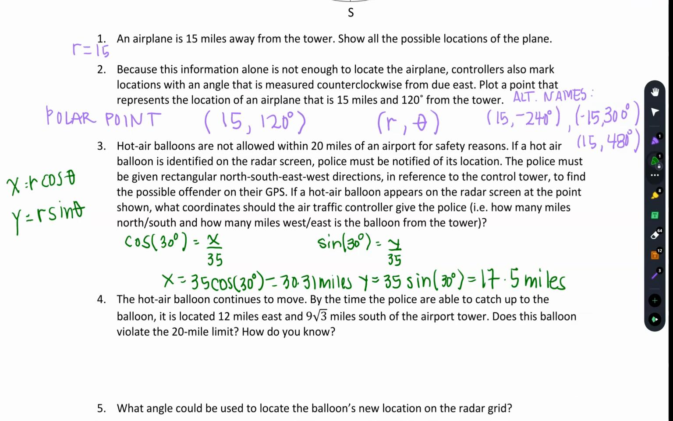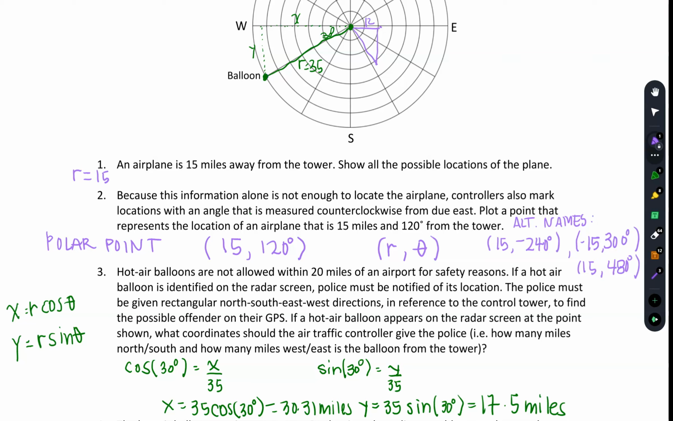9 square roots of 3s. So like this. Okay.